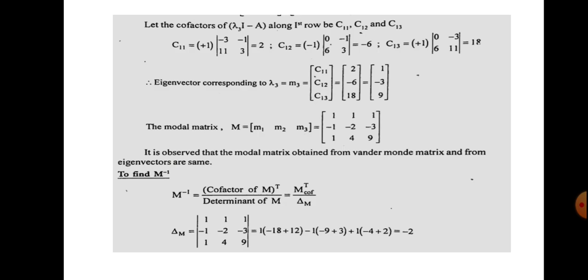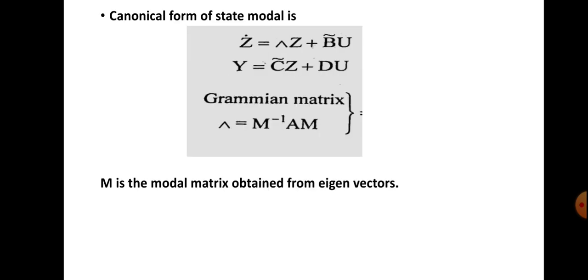So now you have the model matrix. Next, what is your step? You have to find the Gramian matrix. What is the Gramian matrix? The Gramian matrix is M inverse AM. So now you have M, you have to find M inverse, and then you have to find this quantity. Okay.